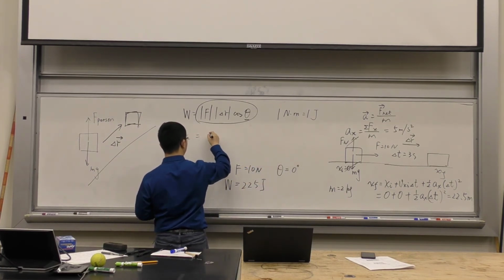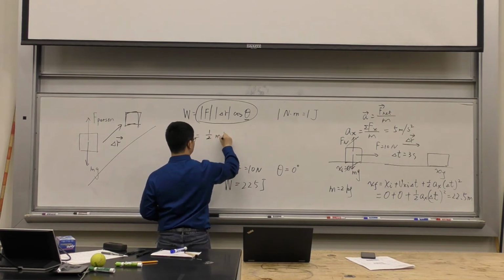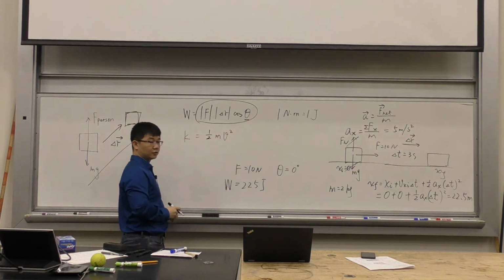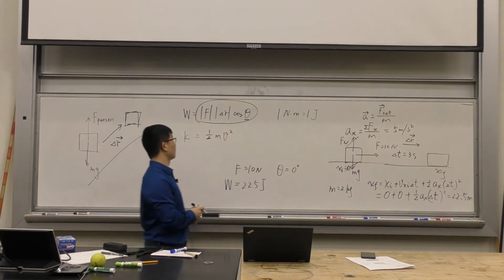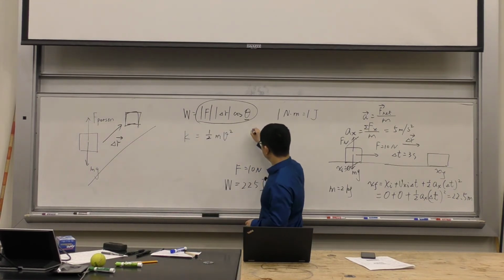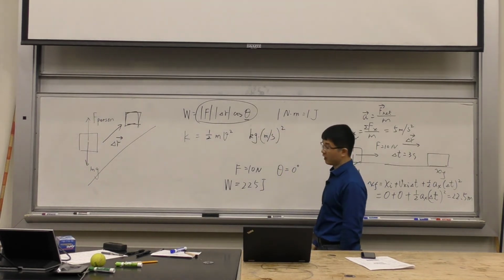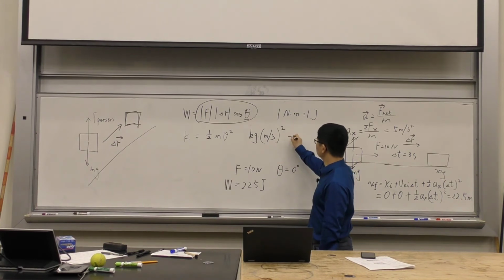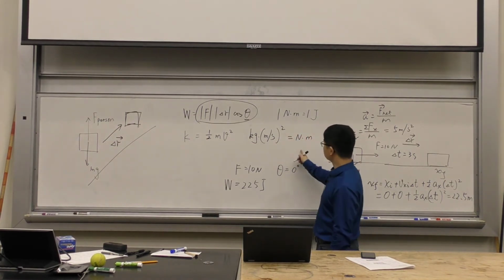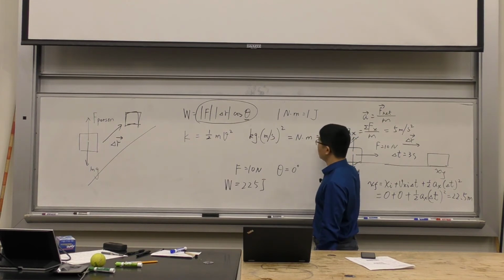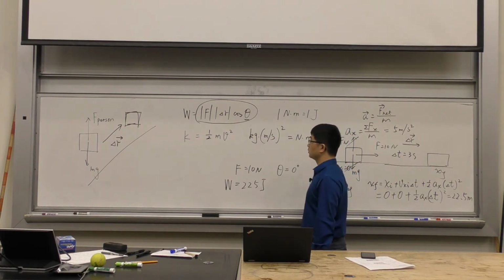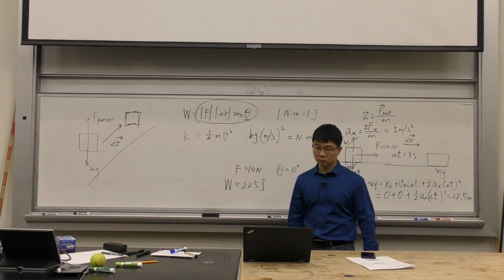We use the symbol K usually for kinetic energy, and the definition is 1/2 mv squared. The unit is kilograms times meter per second, squared. You can show that this is equivalent to Newton times meter, and Newton times meter is joule. So the SI unit for kinetic energy is still going to be joule.